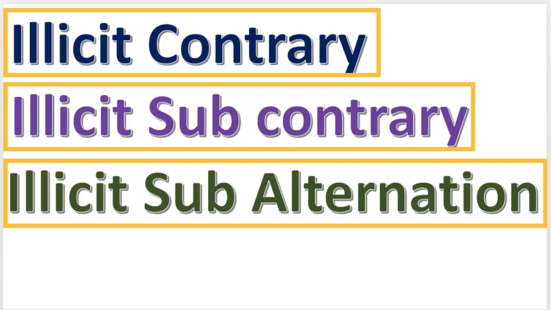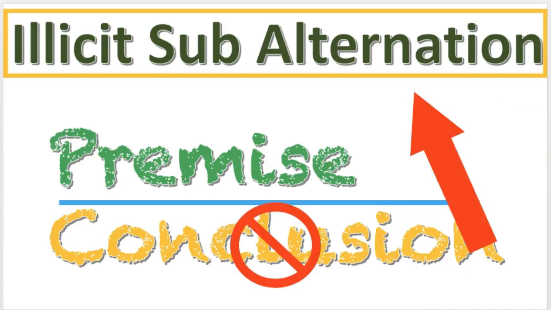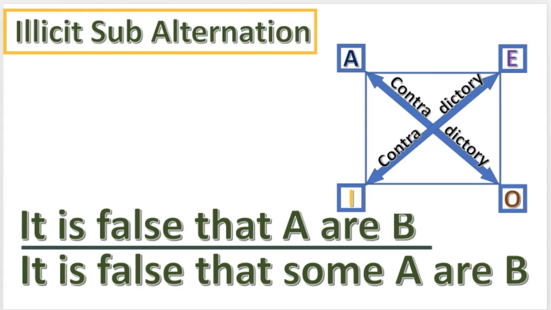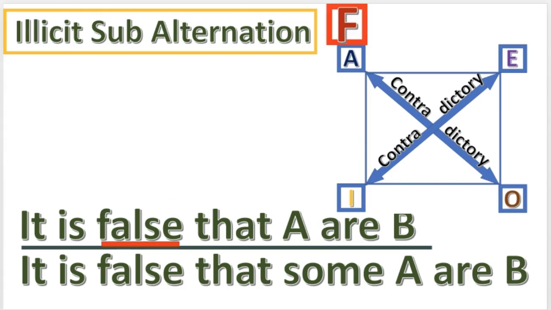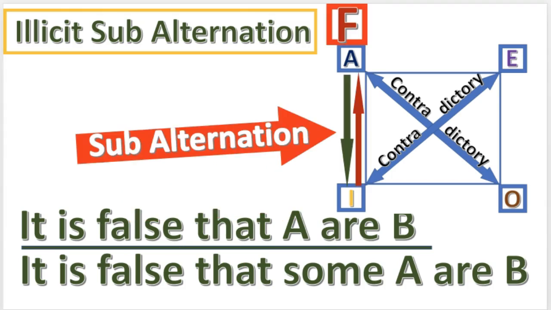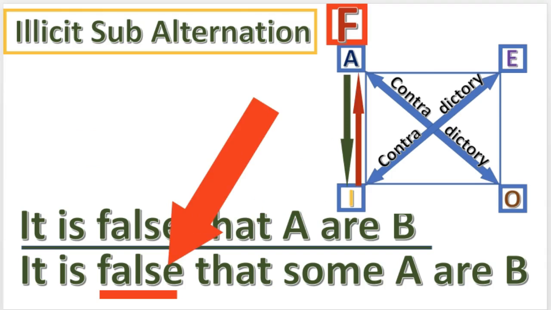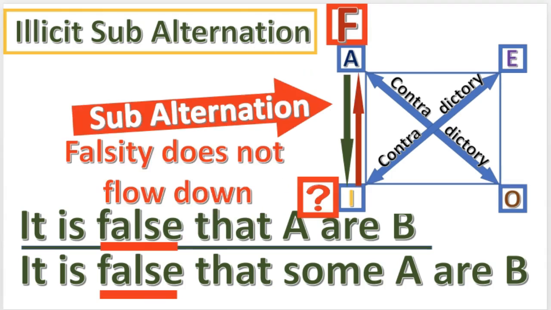Now next is the illicit subalternation. This fallacy occurs when a conclusion is improperly drawn from the subalternation relation. For example, notice the premise in this inference is an A proposition, which is given as false. The conclusion is an I proposition. Now the relation is subalternation, and the conclusion is stated as false because A is false, but according to subalternation, falsity does not flow downward.